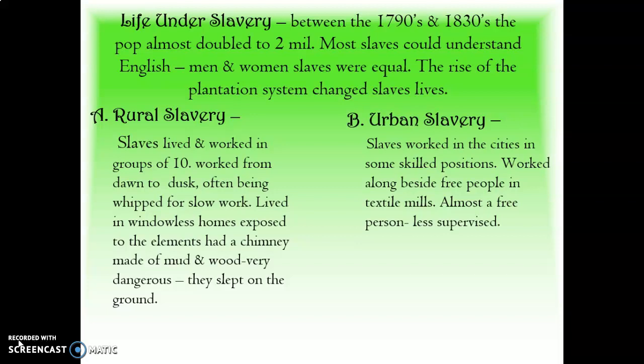The slavery that we see in the movies a lot is the rural slavery. It's oppressive. It's bad. Urban slavery is a little bit harder to portray because, as you see, they work right alongside free people. They work beside free people, and they're not as supervised. So that one's a little more tricky to portray.